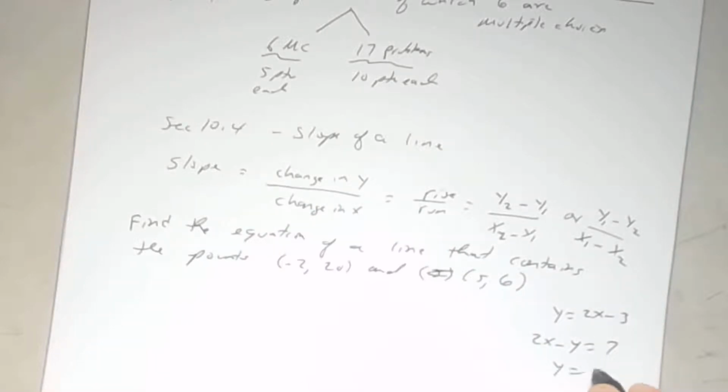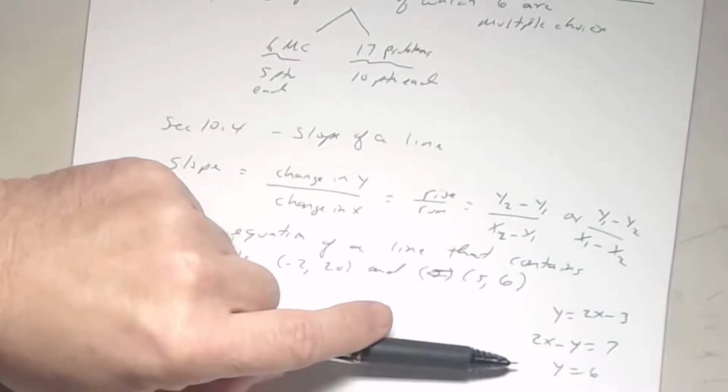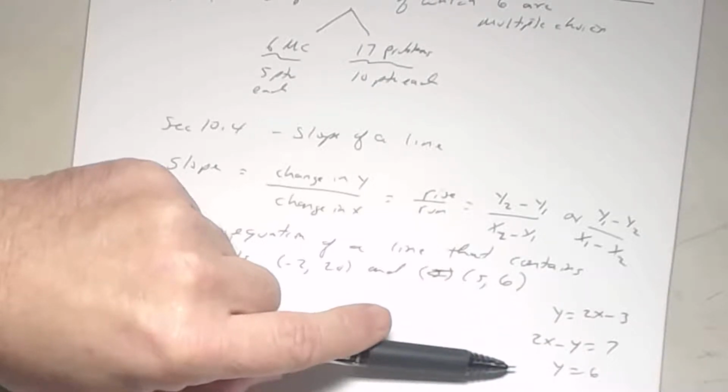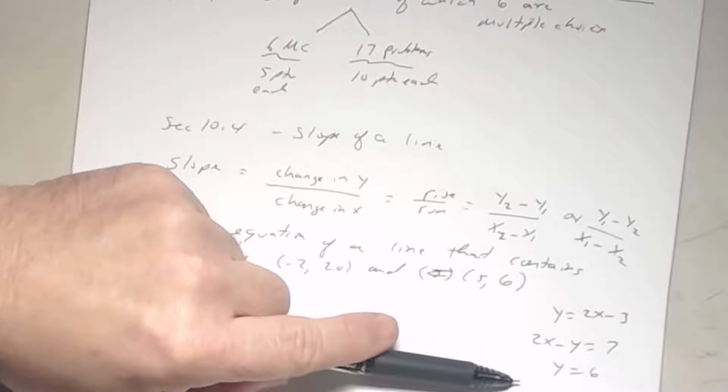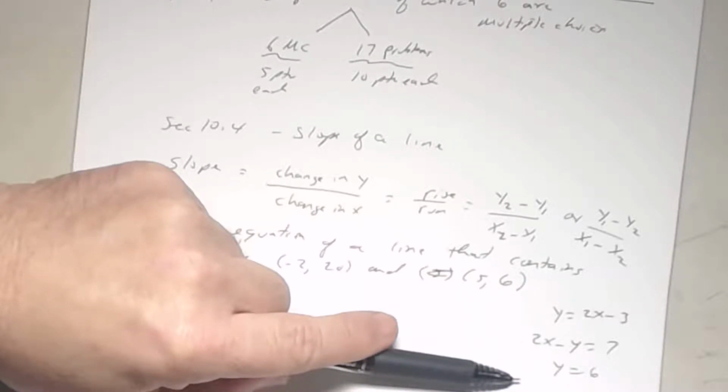Y equals 6. That's one of the things you had to turn in today. If you recall, y equals 6 is what kind of line? Horizontal. Horizontal, very good. Because this says that y is always going to equal 6, no matter what x is. So when you graphed it, it turned out to be a horizontal line. So that's the equation of a line.